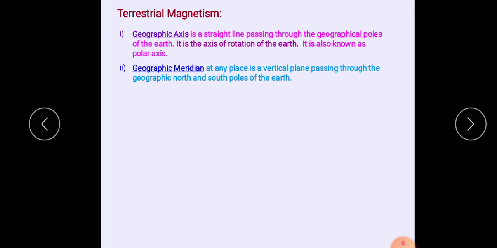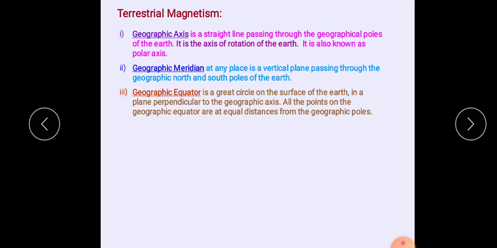Geographic meridian at any place is a vertical plane passing through the geographic north and south pole of the Earth. Then geographic equator is a great circle on the surface of the Earth in a plane perpendicular to the geographic axis. All the points on the geographic equator are at equal distance from the geographic poles.